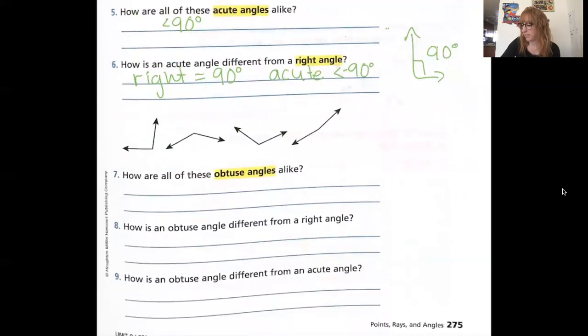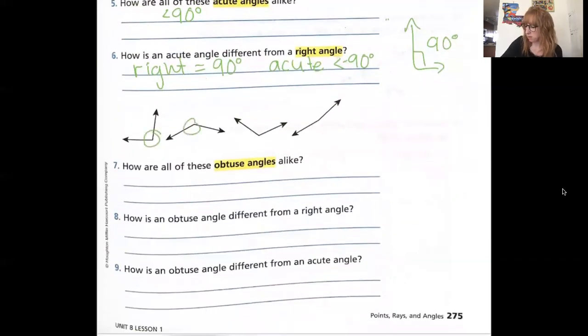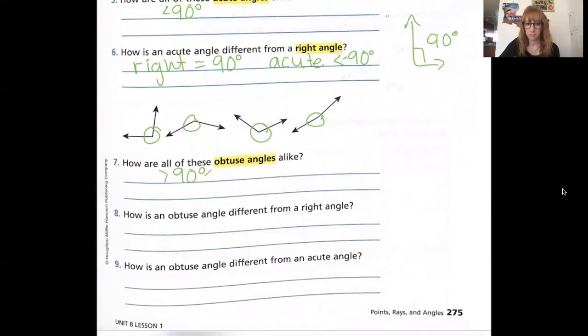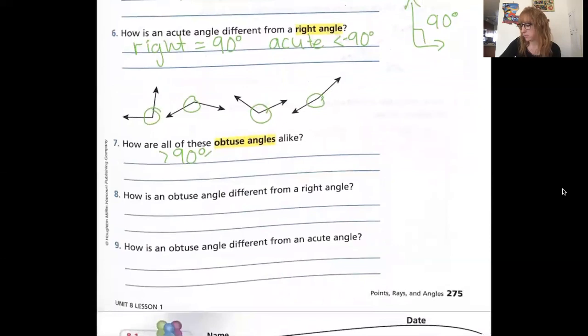For number 7, we're looking at obtuse angles, and obtuse angles are always larger than 90 degrees. So we would say they're larger or greater than 90 degrees. And this little circle up here is the degree sign. So make sure that you include that. An obtuse angle is different from a right angle because, again, a right angle is 90 degrees and an obtuse angle is greater than 90 degrees. And then an obtuse angle is different from an acute angle because an acute angle is less than 90 degrees and an obtuse angle is greater than 90 degrees.